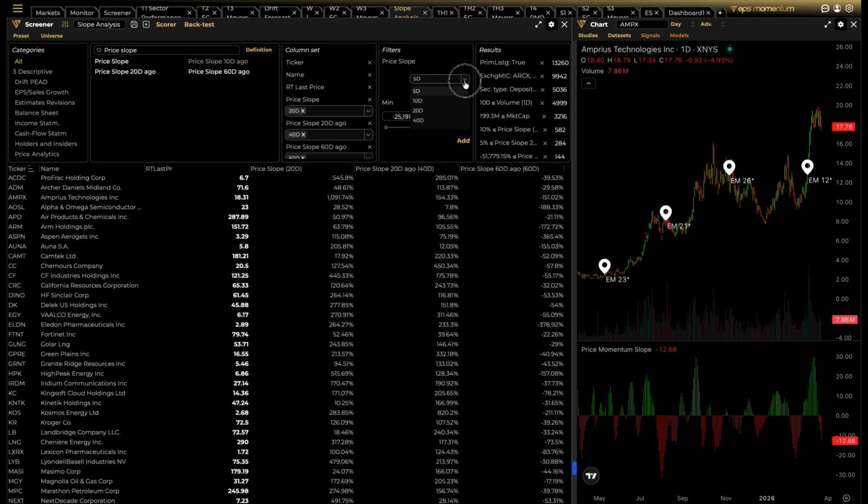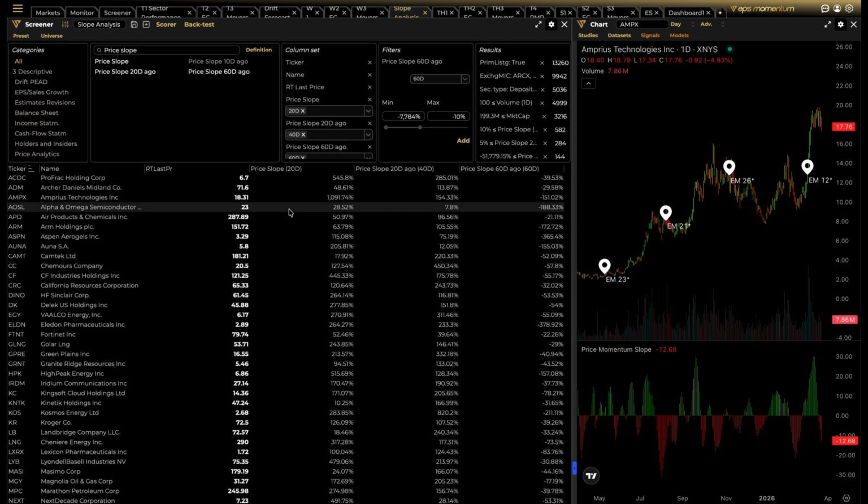Let's set up the slope filters. We'll use the 1-day, 20-day, and 60-day slope. For the current day, I'll set the 20-day slope to be strongly positive, around plus 10%. Then for the 20-day point, I'll extend it a bit further, around 40 days, and set it to be positive as well, at least plus 5%. And for the 60-day point, I'll set the slope to be clearly negative, around minus 10%. Now I'll just apply the filter using the same column set.